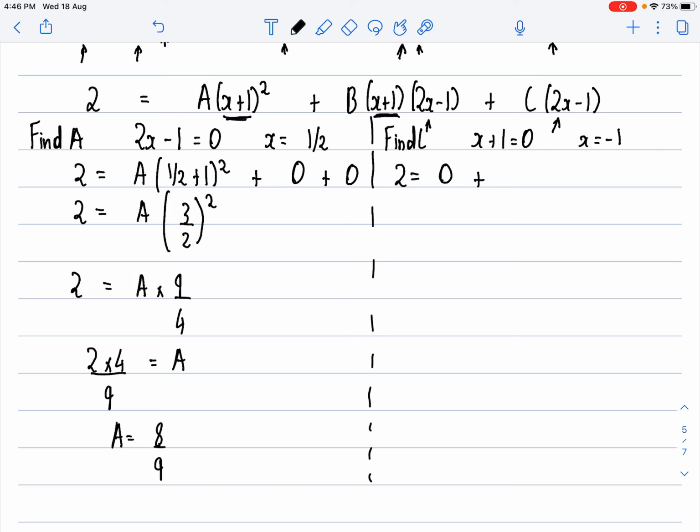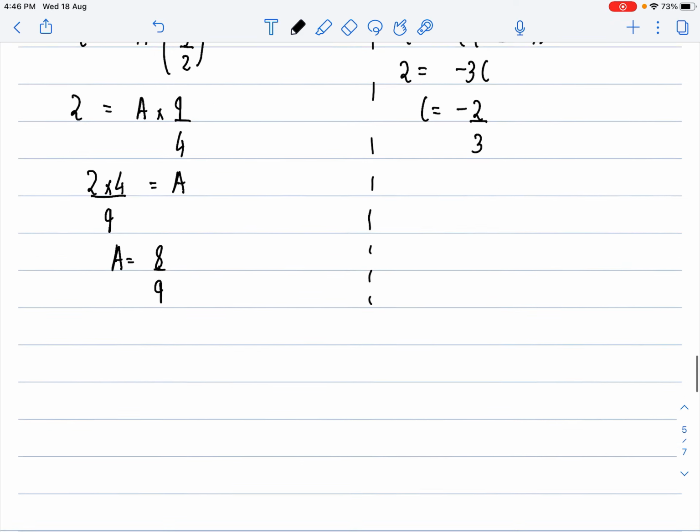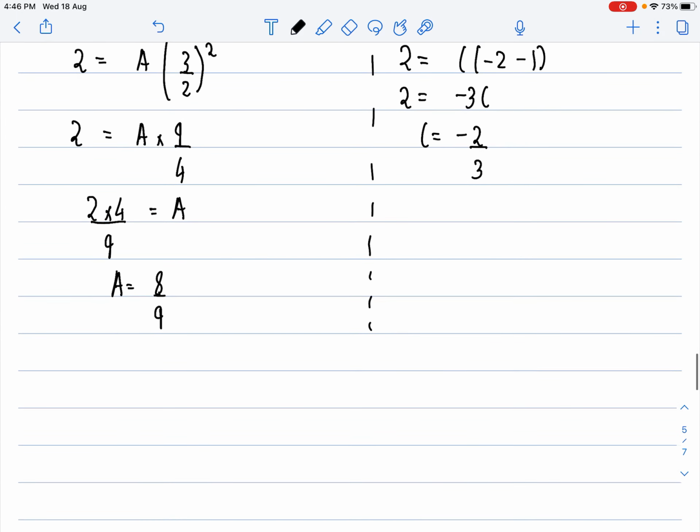Plus when I substitute minus 1 here, I'll again get a 0, plus I'll get a c into 2 into minus 1 minus 1. So I'll get 2 equals c into minus 2 minus 1. So here I simply get 2 equals minus 3 into c. Correct? So I get my c basically as minus 2 by 3.